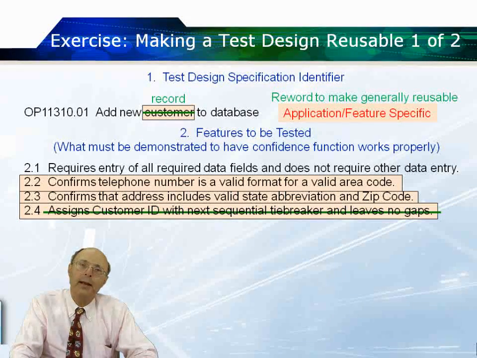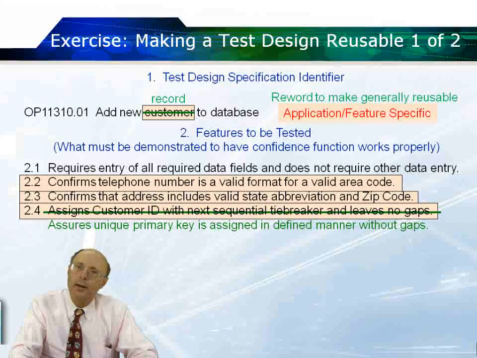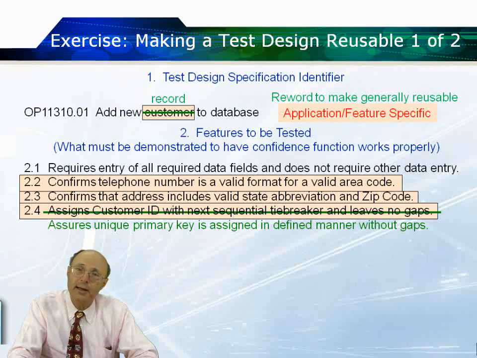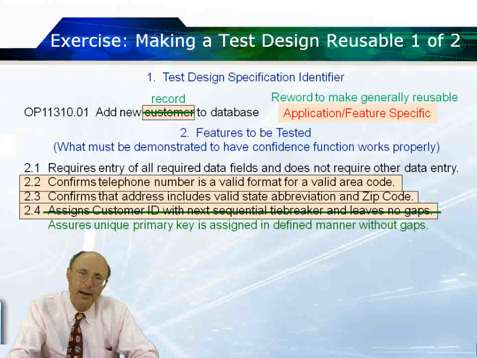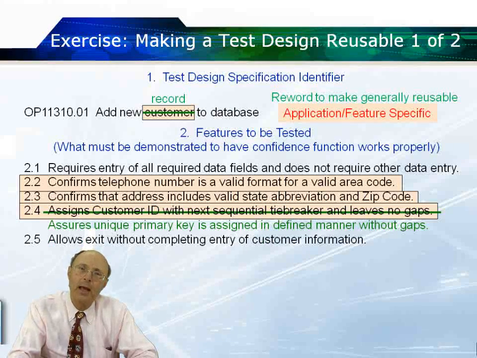But in fact, we can change that because the customer ID is a unique primary key, or a primary key that needs to be unique. And what this is really saying is that the primary key is unique and is defined in a manner that doesn't have gaps. Because when you have a way to check for gaps, that's a way to tell for sure whether or not you're missing anything.